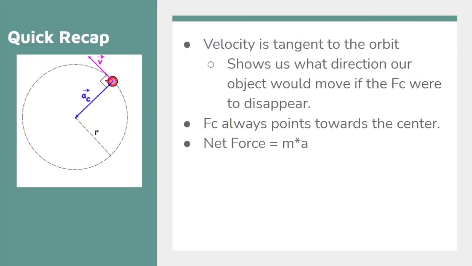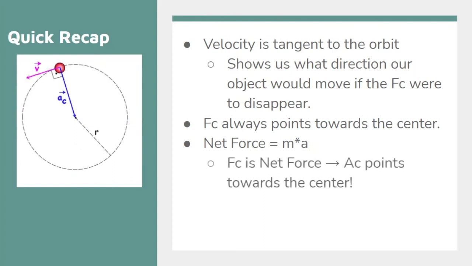Well, we know that net force equals ma. And we know that for centripetal force, that's the only force. So our net force is really centripetal force, which means that centripetal force equals ma. And we know that objects that are experiencing acceleration are going to accelerate in the direction of the net force. Therefore, the centripetal acceleration is going to point towards the center because our centripetal force always points towards the center.